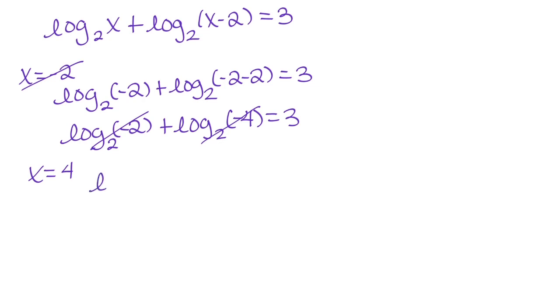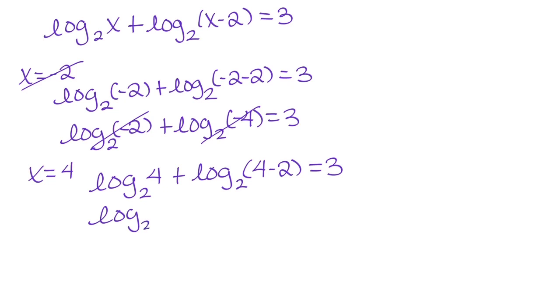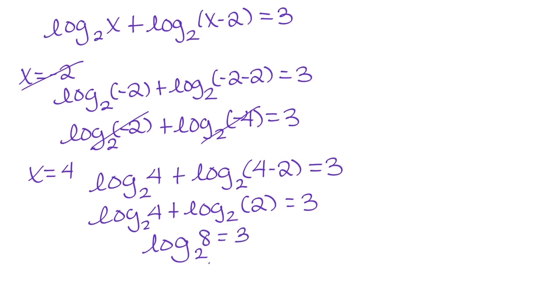And when I plug that in, I get the log base 2 of 4 plus the log base 2 of 4 minus 2 equals 3. So I have the log base 2 of 4 plus the log base 2 of 2 equals 3. If I combine these using the product property, I have the log base 2 of 8 equals 3. If I rewrite in exponential form, that is telling me that 2 to the third equals 8, which is true.